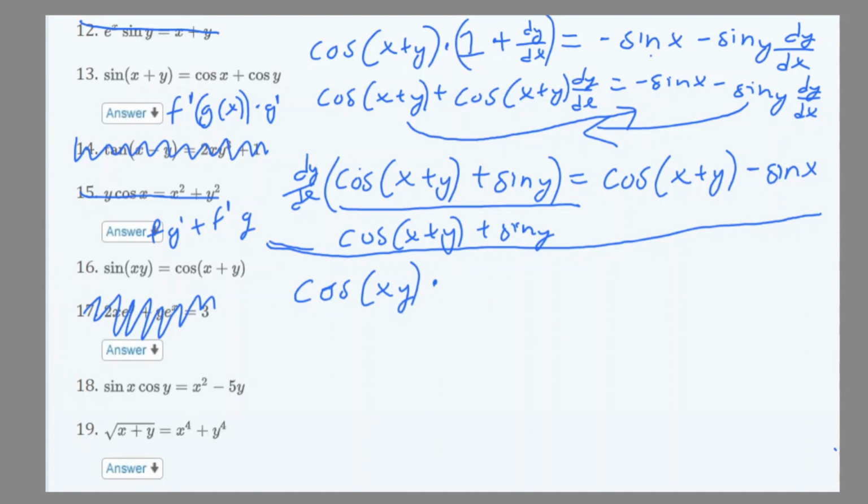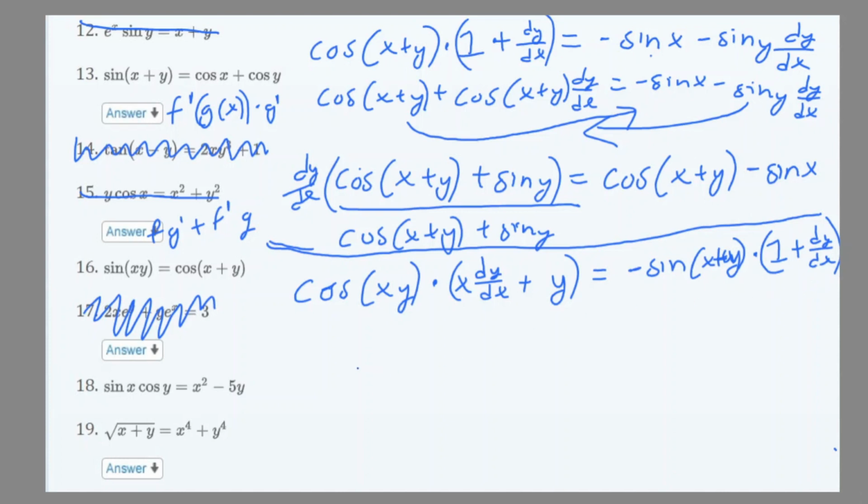So f g prime is going to be x times dy dx. So we're going to have x dy dx plus f prime, which is 1 times y, which is going to be just y. And that's going to be in parentheses. And then on the right side actually, we have the derivative of cosine, which is negative sine x plus y. Oh, I made a mess of that. And then we have the derivative of the inside function, which is x plus y, which is going to be 1 plus dy dx.